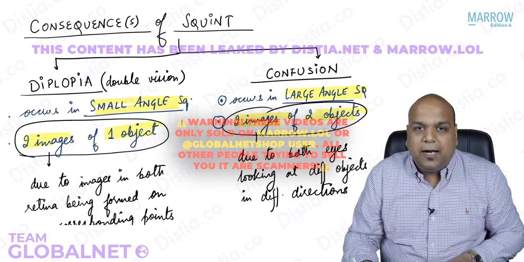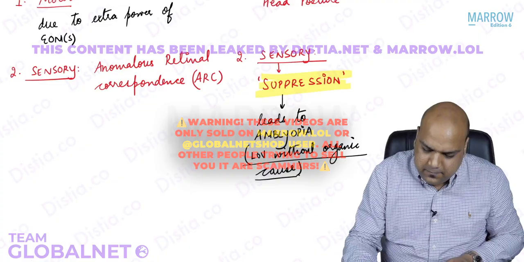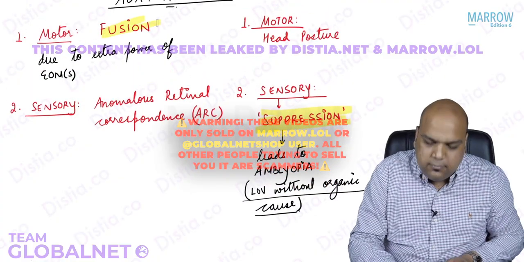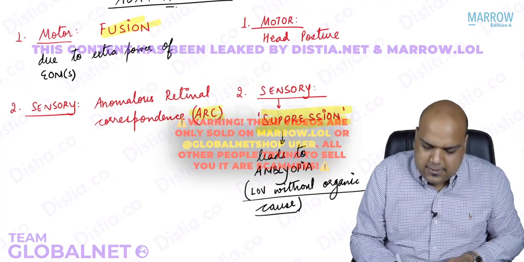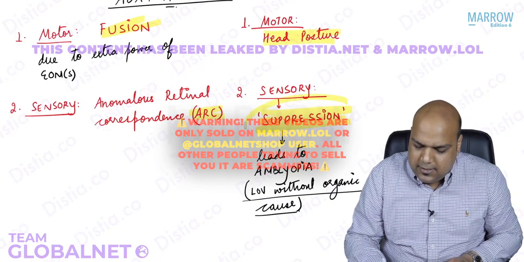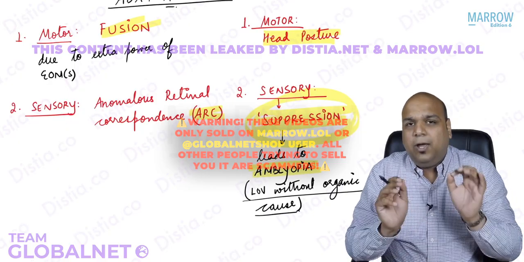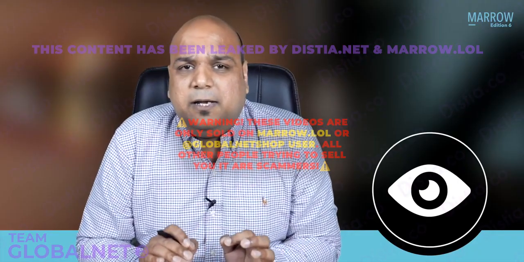And then there are adaptations. The first adaptation to diplopia is fusion. The second adaptation is ARC. In confusion, it is head posture, and the dangerous word, as I have explained to you, suppression leading to amblyopia. I hope we are pretty clear about this.